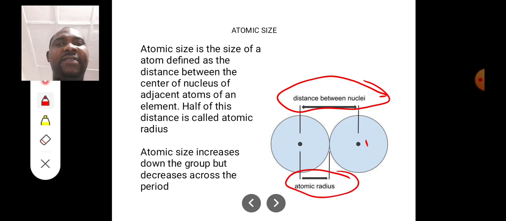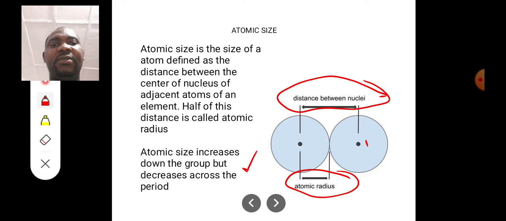Now, we use this definition because an atom consists of a nucleus and an electron cloud surrounding it, but usually we cannot tell the size from that because the electron cloud can be distorted. We can't tell the size of an atom using the electron cloud because it keeps changing. So that is why this definition is very relevant, since we know that the nucleus of an atom is fixed, and we can easily use that to define atomic size.